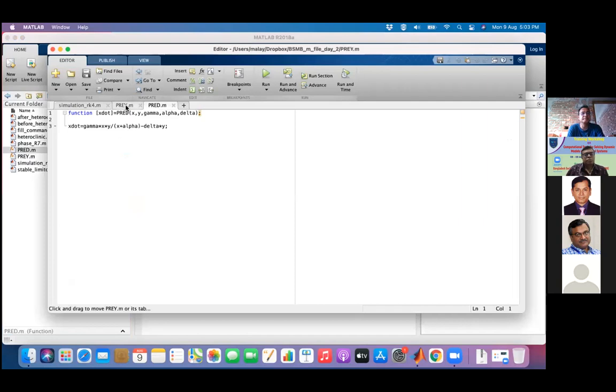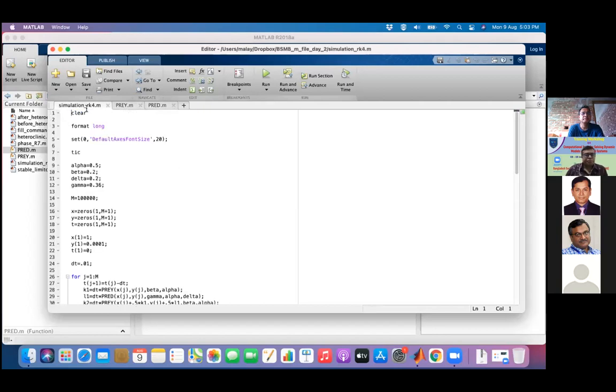One is pre, that means x, y, beta, and alpha. And if you look at the reaction kinetics, then you can understand this is the modified Rosenzweig-MacArthur model by including the Allee effect. That is x into (x minus beta) into (1 minus x), and then minus xy by (x plus alpha). This is the growth equation for the predator.